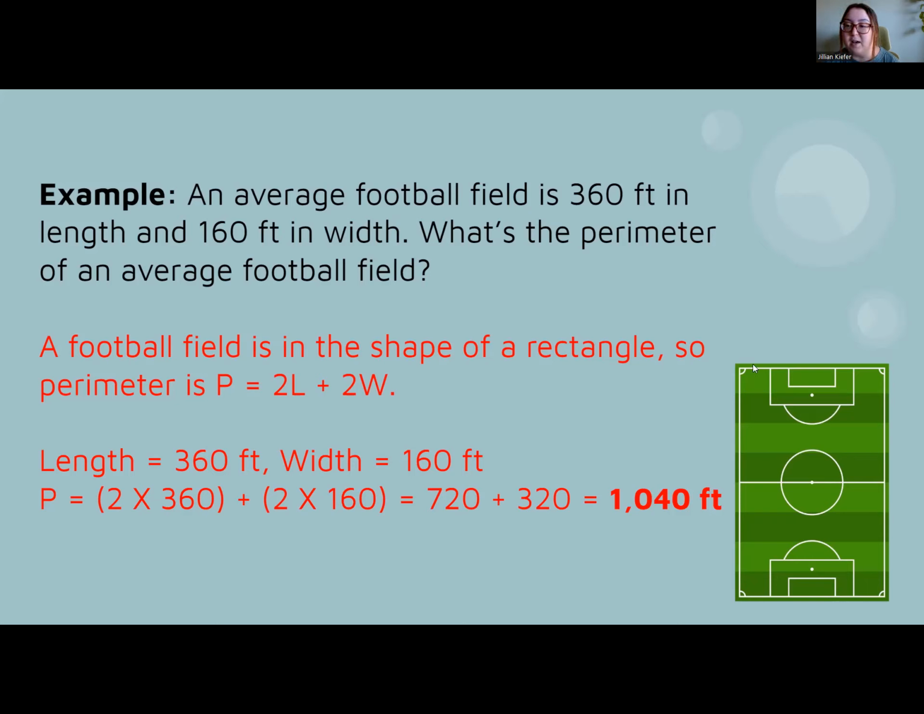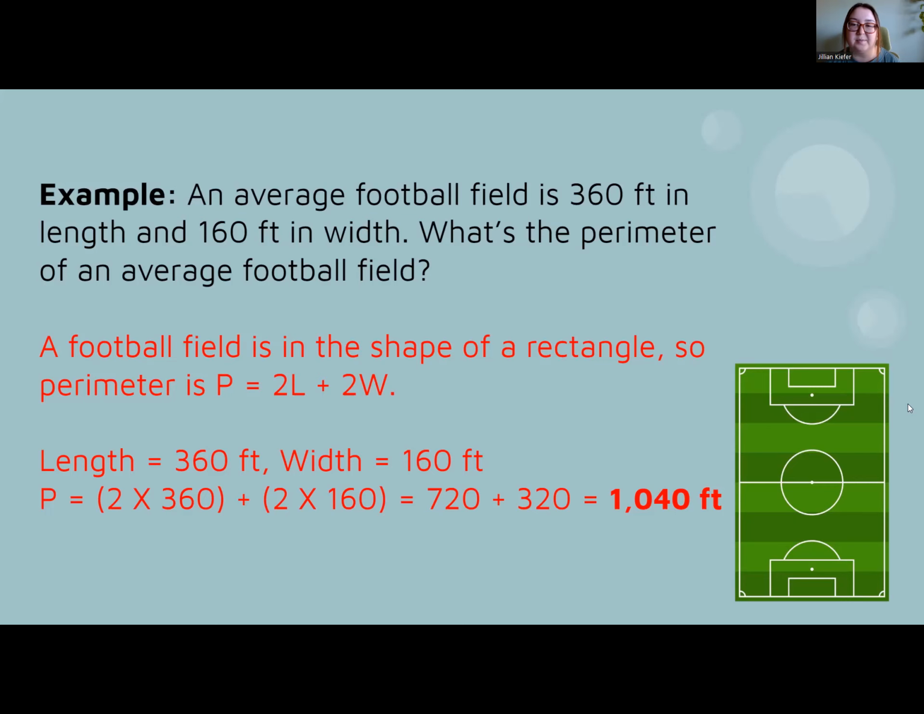So that would be how long it is if you took, in this case, probably like a rope. If you took a rope and you went around the entire football field, you cut that rope and you measured the length of the rope, that would be what your perimeter is. So it's just the sum of the side lengths.